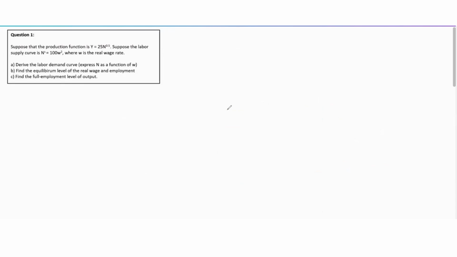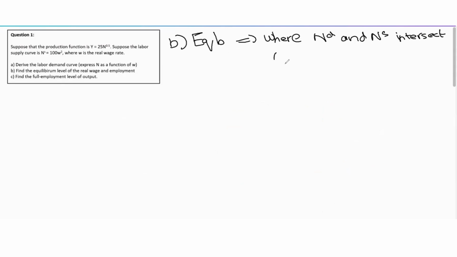In the first part, we derived the labor demand curve, where we expressed N as a function of W. Now, in the second part, we want to find the equilibrium level of real wage and employment. We know equilibrium in this model of the labor market occurs where labor demand and labor supply intersect, right? So, where ND and NS intersect. Labor market equilibrium in this model is where ND is equal to NS.